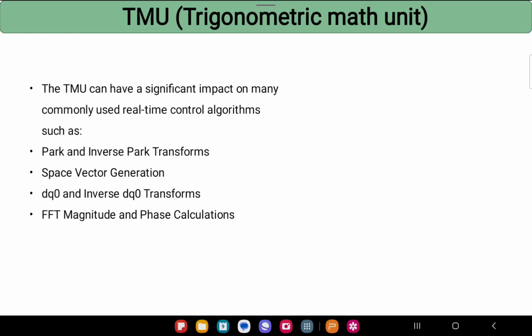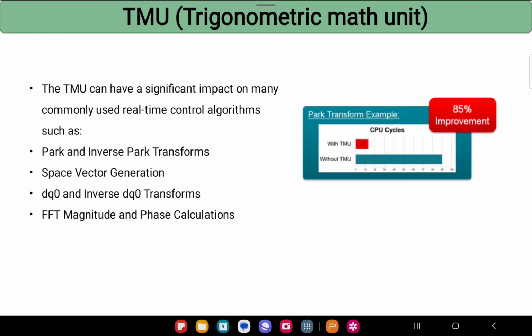Okay, so what can it do? It can do the Park and inverse Park transform, space vector generation, DQ0 inverse DQ transformation, FFT magnitude, and phase calculations. So when you are using the CPU and when you are using the trigonometric units, how is the performance improving?